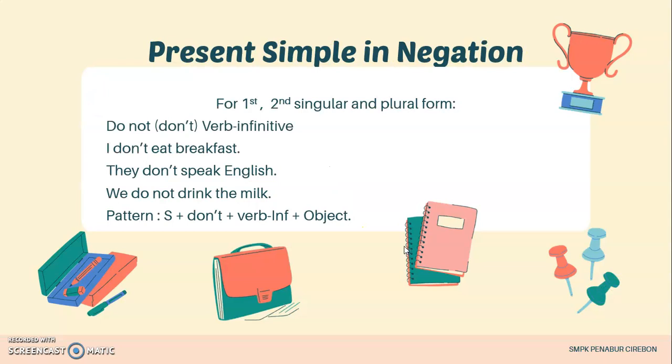Okay, next. Present simple in negation or negative. For first, second singular and plural form: do not, don't, plus verb infinitive. I don't eat breakfast, they don't speak English, they don't drink the milk. This is the pattern. Subject plus don't plus verb infinitive plus object.